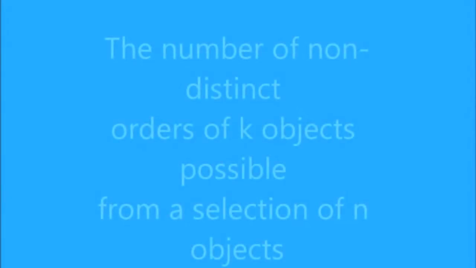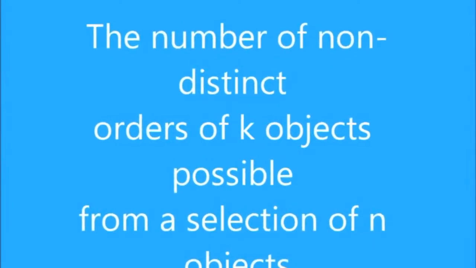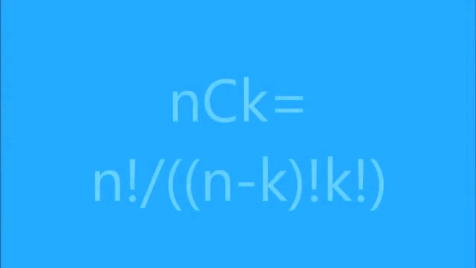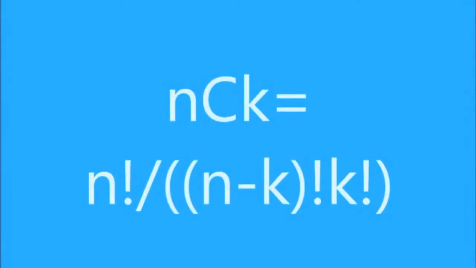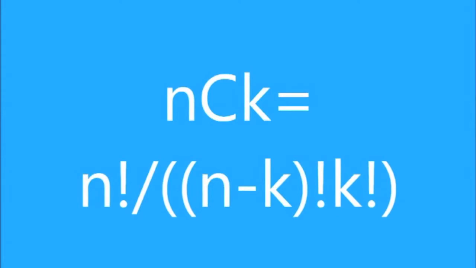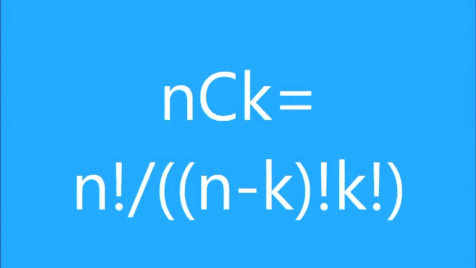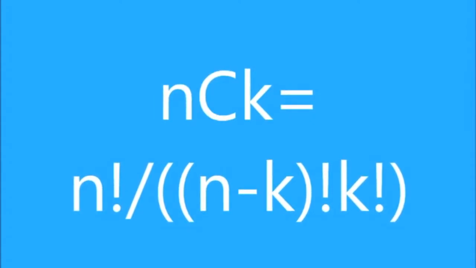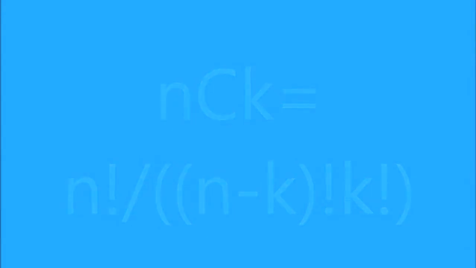Combinations are the number of ways you can choose a non-distinct order of k objects from a selection of n objects. This gives us the number of possible orders for the total selection of the objects, or n factorial, from which we divide the number of possible orders for the total selection of objects not chosen, or n minus k factorial, and then dividing again by the total possible orders for the total selection of objects chosen, or k factorial. This gives us nCk equals n factorial divided by n minus k factorial divided by k factorial. This makes combinations the same as a permutation divided by the factorial of the number of objects chosen.